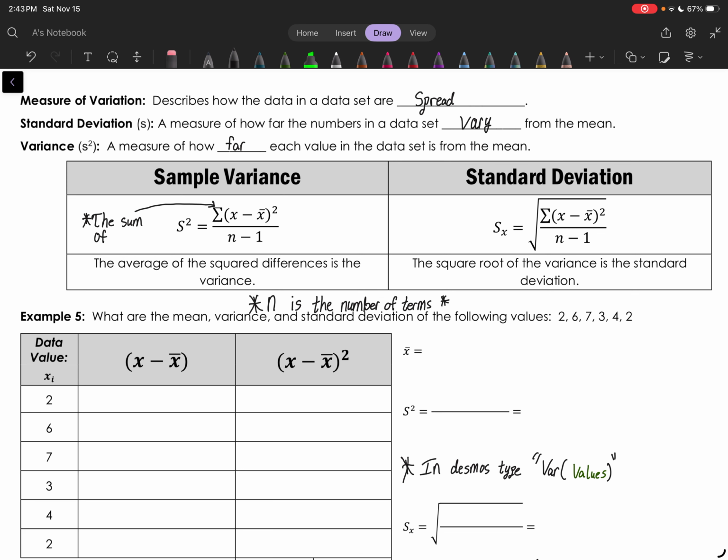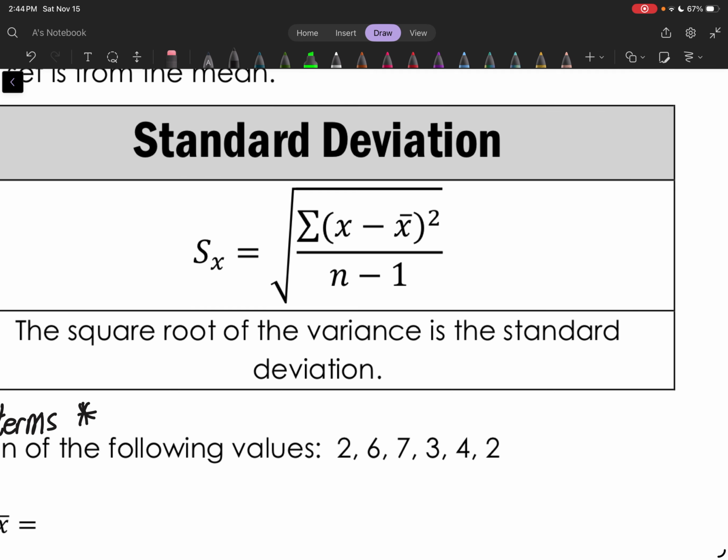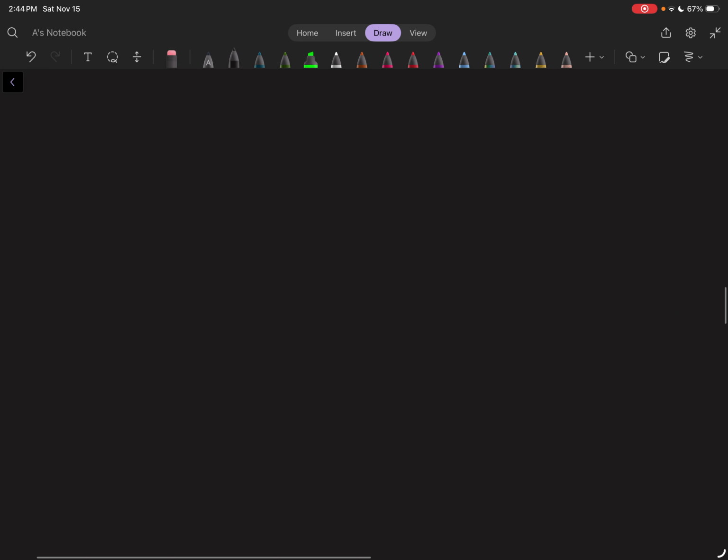Note, this is the sum of the x value, your set number, minus your mean, squared, divided by the number of terms minus 1. Now something to keep in mind, to get standard deviation, we're just taking the square root of that formula.